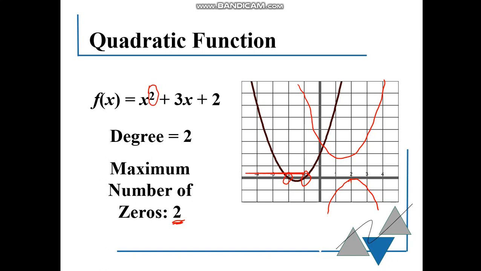Just for fun, what's my leading coefficient on this one? We've talked about this before. It's that number that's out in front. And in this case, there's not anything in front of the x squared, right? So my leading coefficient is an implied 1.